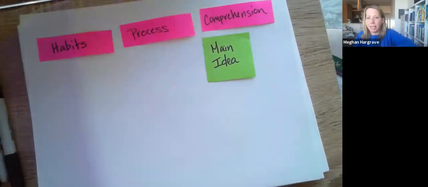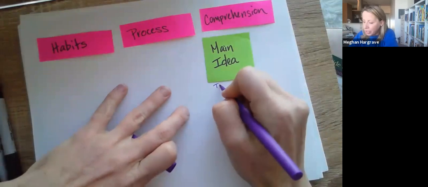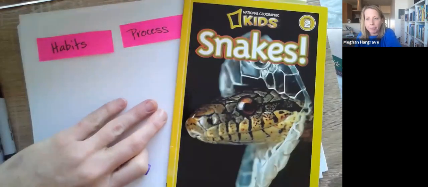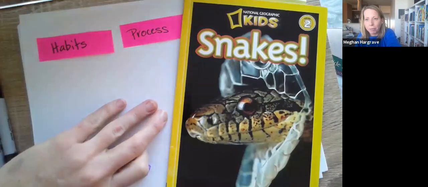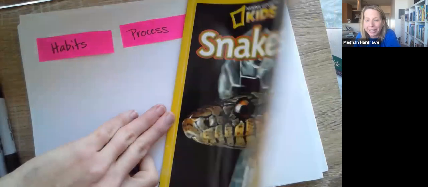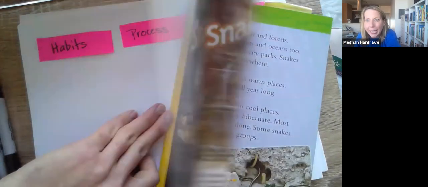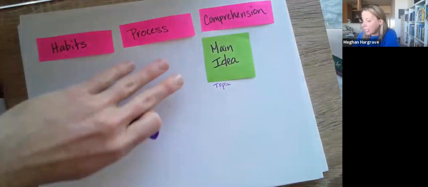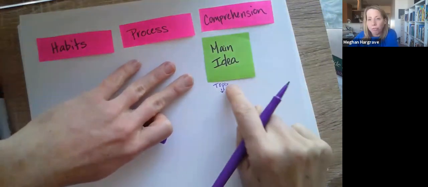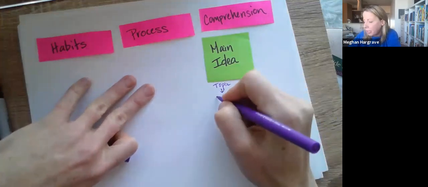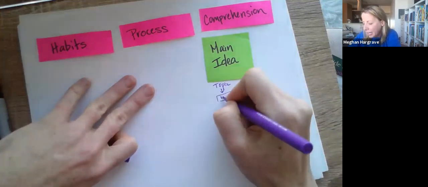When it comes to main idea, you start with topic. So if I'm reading this book on snakes and I'm a second grader or first grader, there's probably a lot of times there's not even a main idea. It's just kind of all about, like, here's their body, here's what they do. There's not a main idea of this book. It's about the topic.